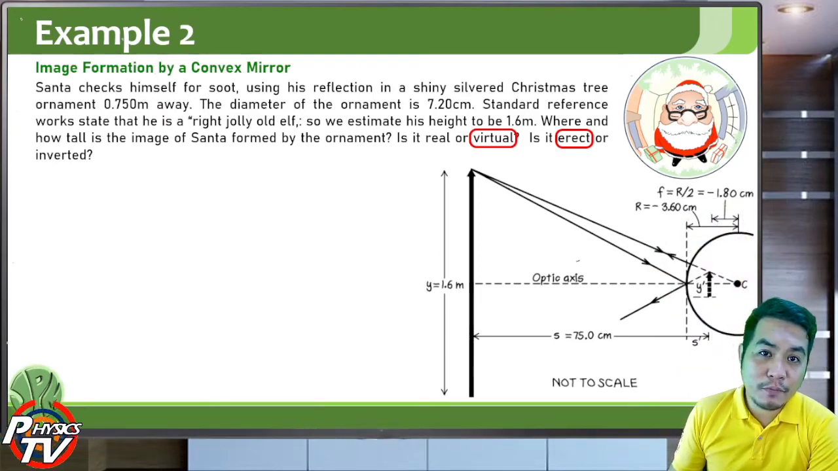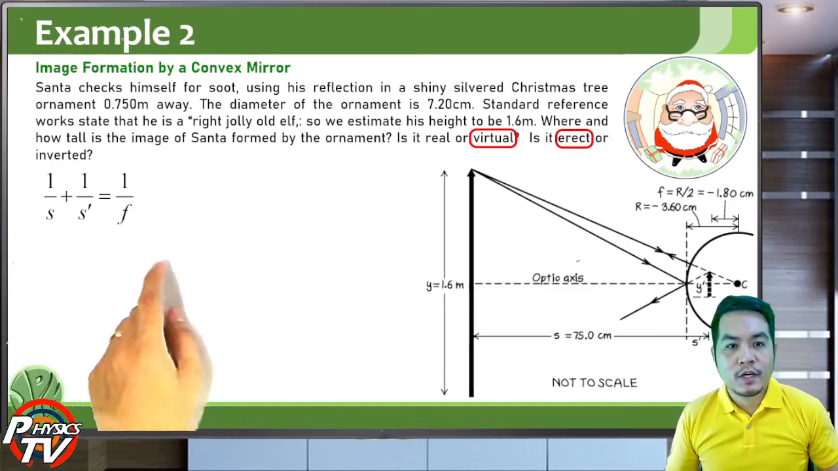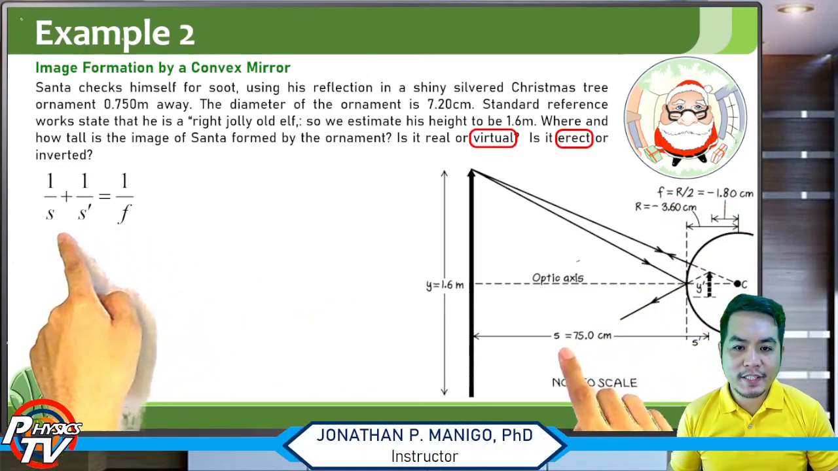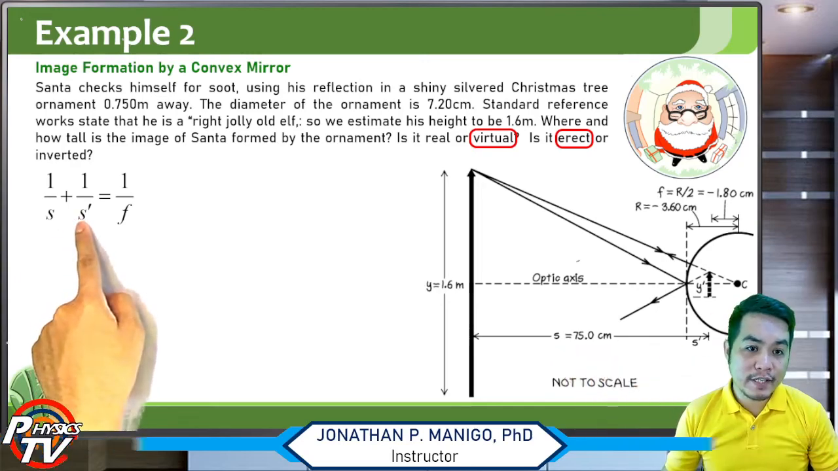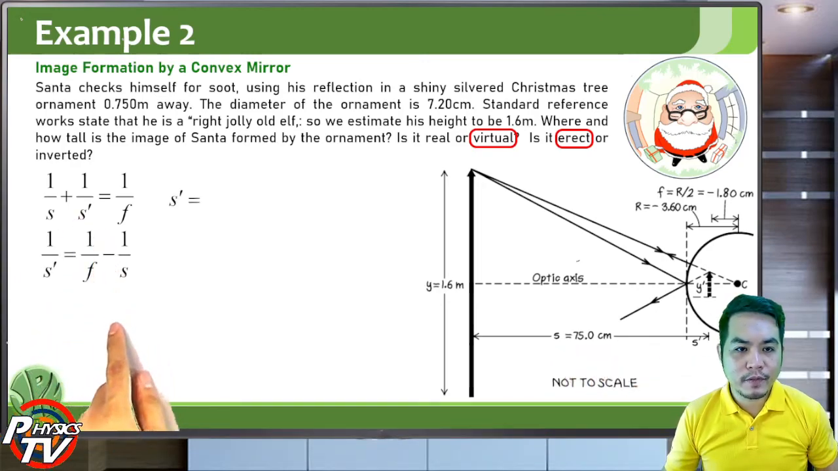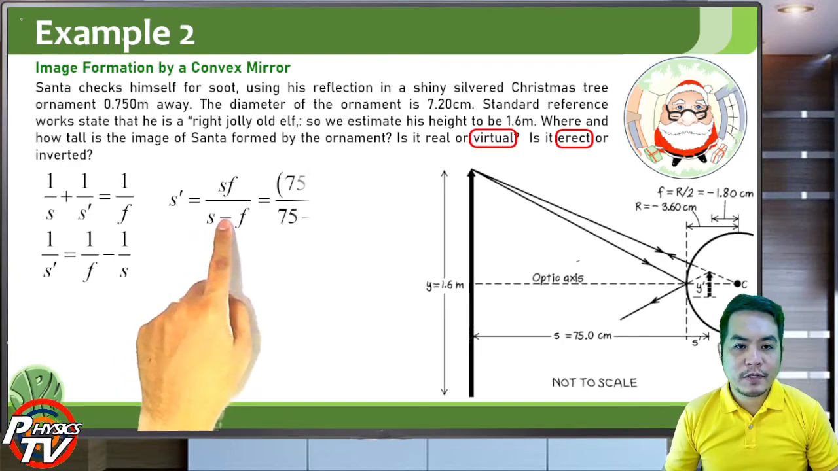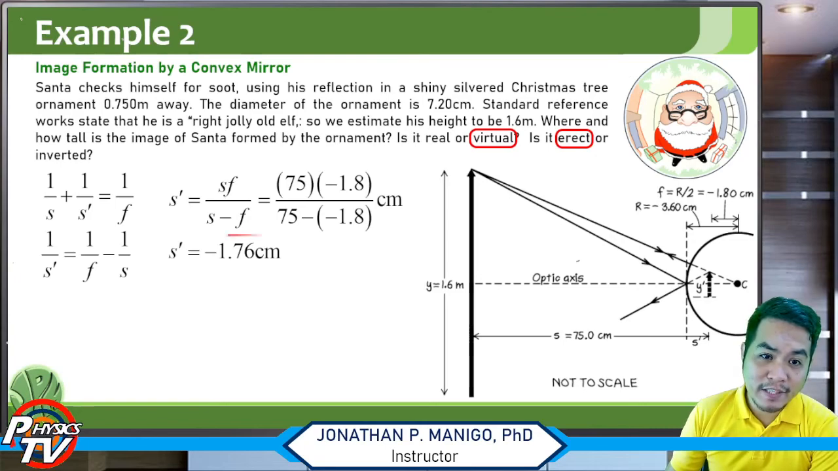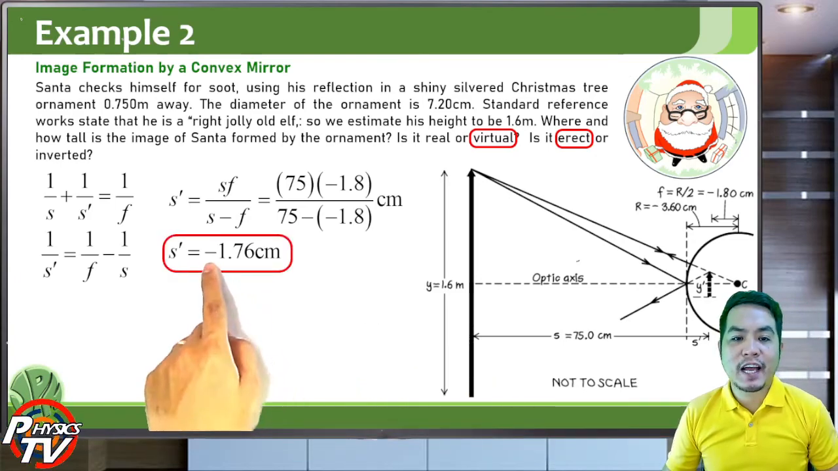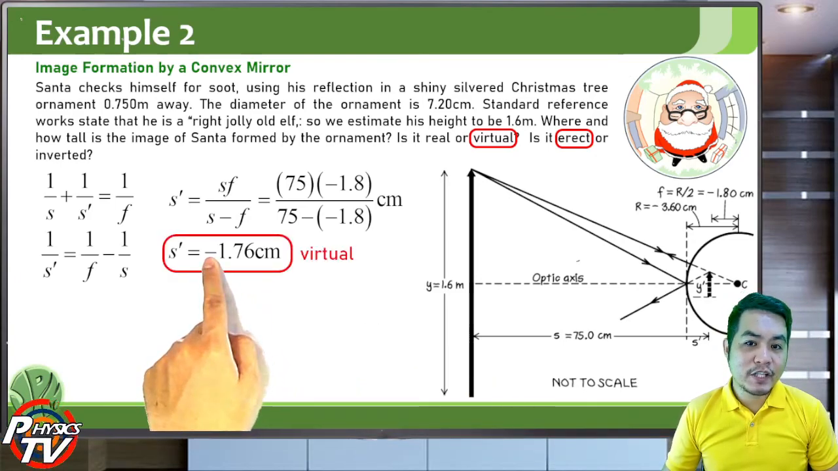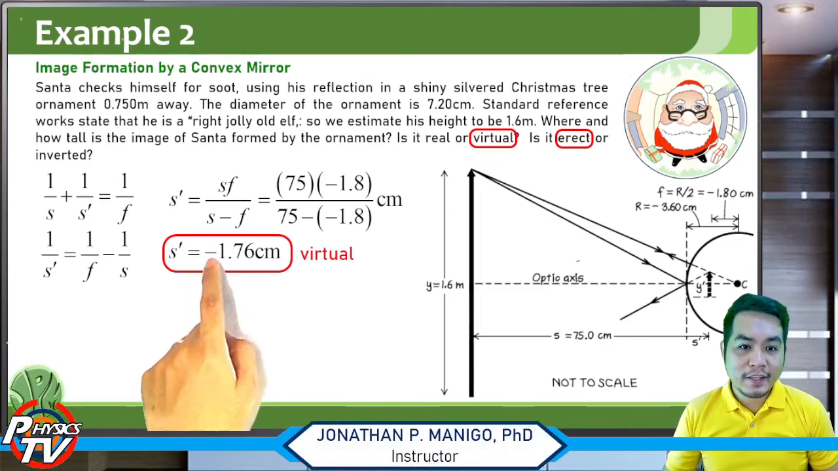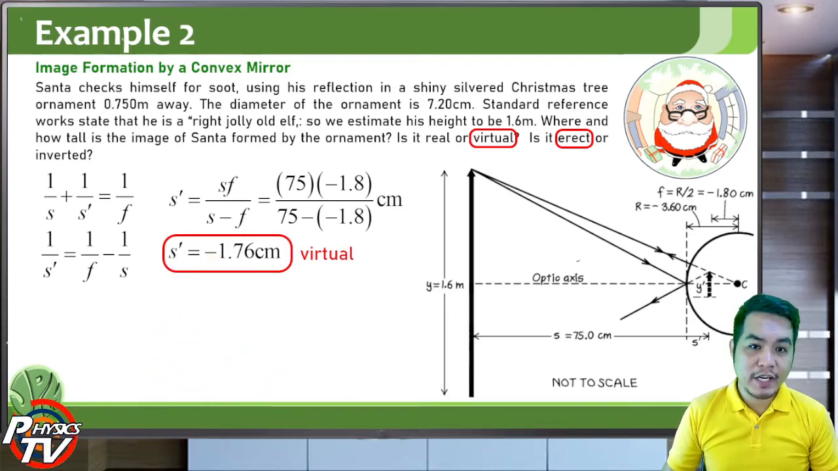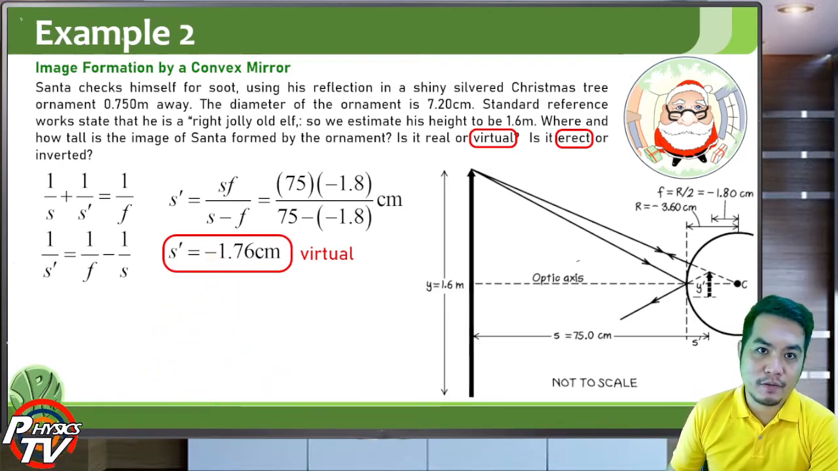We can now solve for s prime. We know the focal length is negative 1.80 centimeters, and we know s is 75 centimeters. The unknown is s prime. Substitute the values and you will get s prime equal to negative 1.76 centimeters. Again, the negative sign implies that the image is virtual. A negative distance means the image is a virtual image.